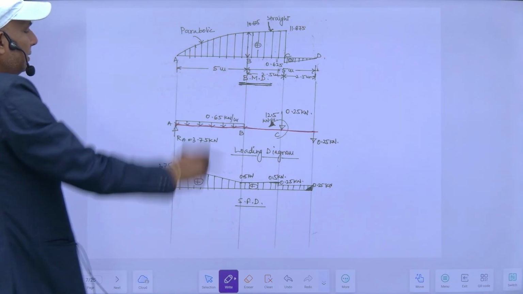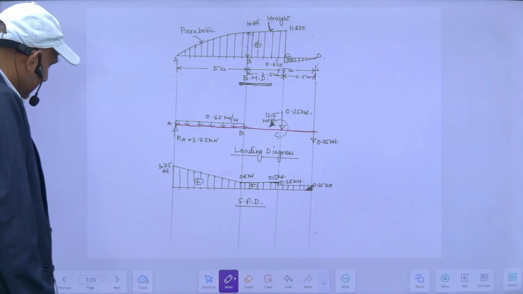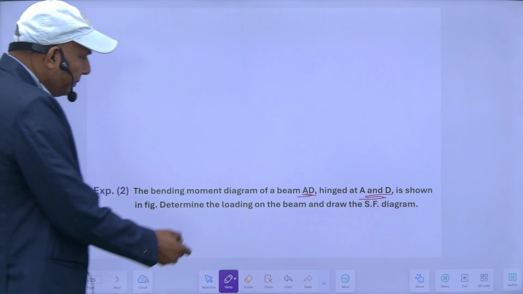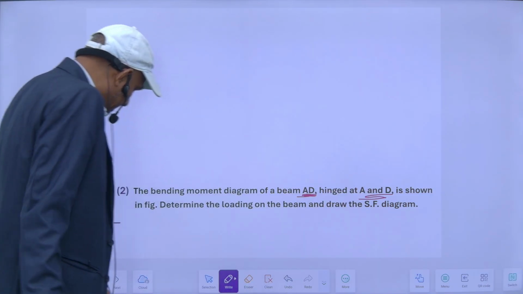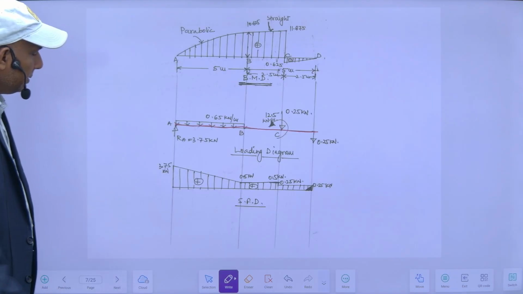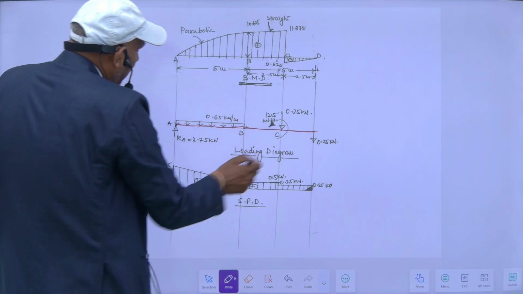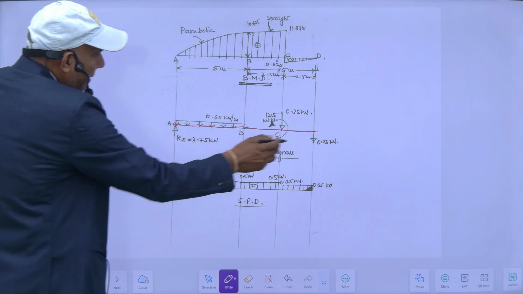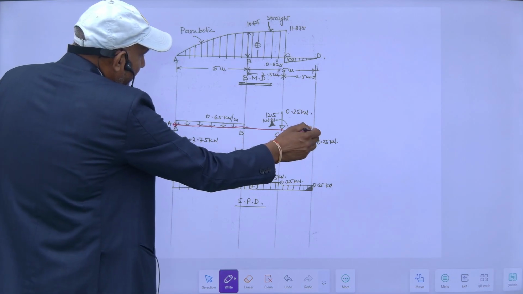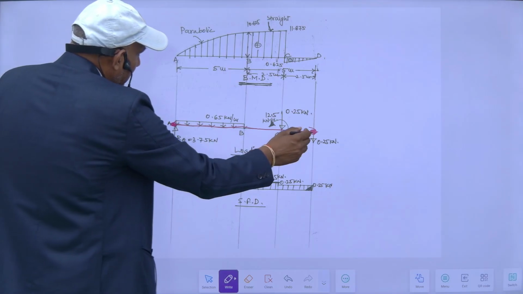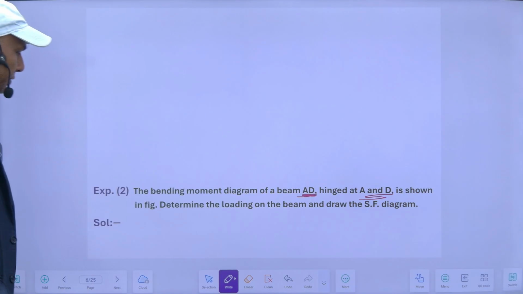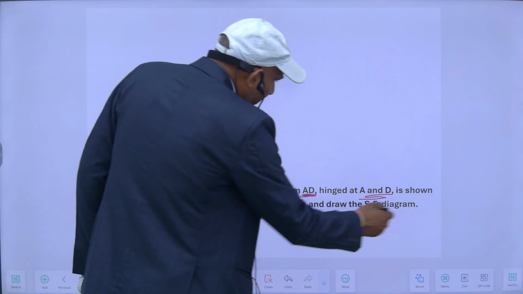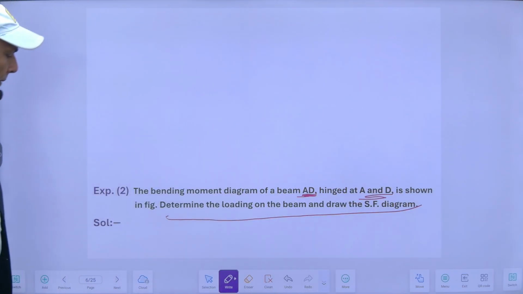This one is given. So what it says is there is a beam AD hinged at A and D. So it means this is a simply supported beam, since A and D both are hinged, and it is shown in the figure. Determine the loading on the beam and draw the shear force diagram.